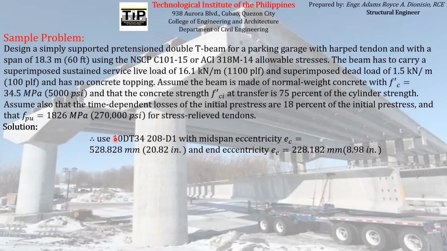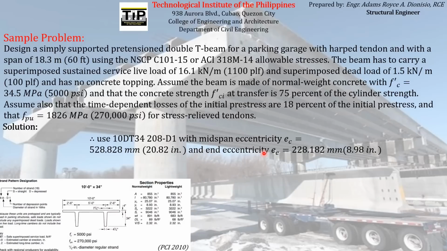So therefore, we can use a section 10DT34 with a strand pattern 208-D1 with mid-span eccentricity equal to this, which can be found in the properties of the 208-D1 strand pattern from the PCI 2010 design handbook, and an eccentricity equal to this, which is the actual eccentricity that we have computed, that is required at the end supports of the simply supported beam that we are designing in order to produce stresses that will not exceed the allowable stresses as specified by the code.